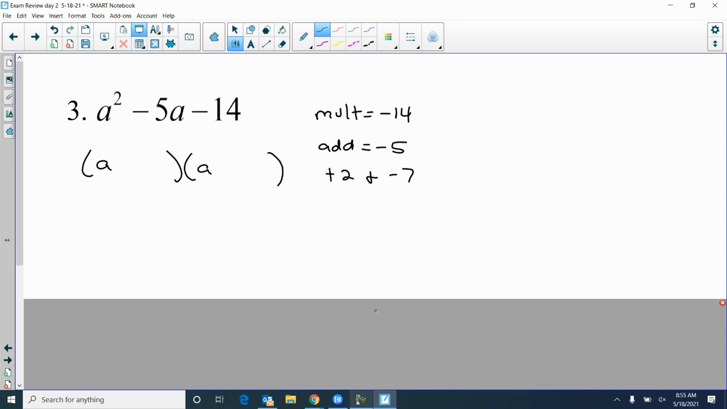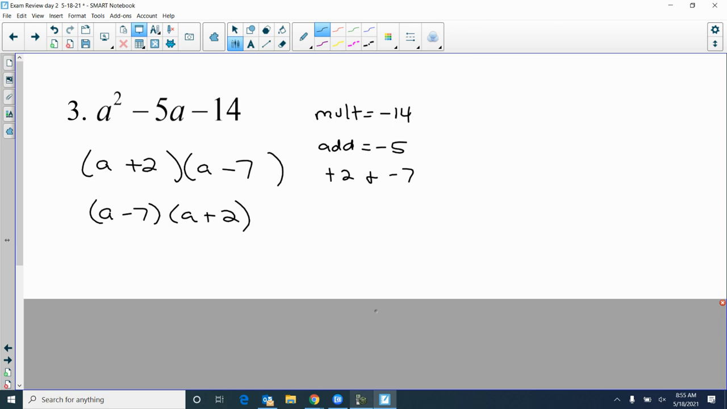So you just put a plus 2 and then a minus 7. And that's all you got to do if there's no number in front. Now, you can change the order. It is absolutely fine. A minus 7 times a plus 2 doesn't matter, but the minus needs to go with the 7 and the plus needs to go with the 2.